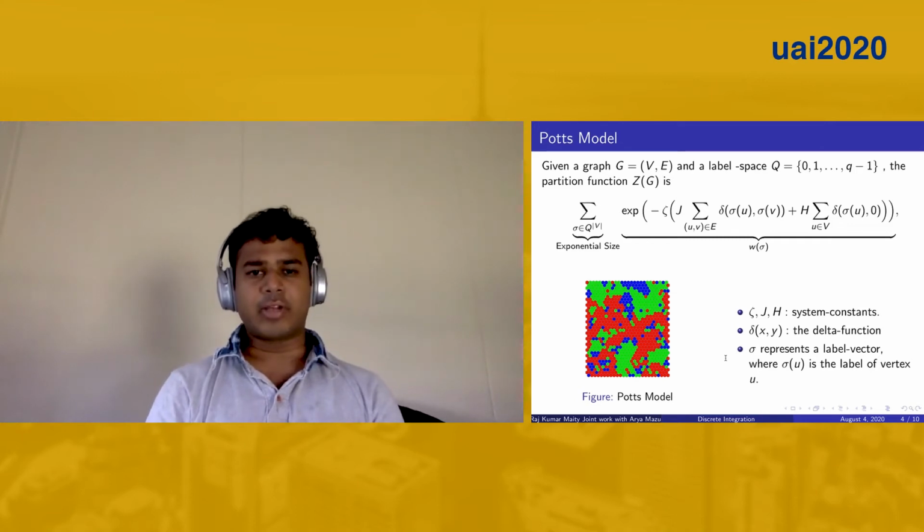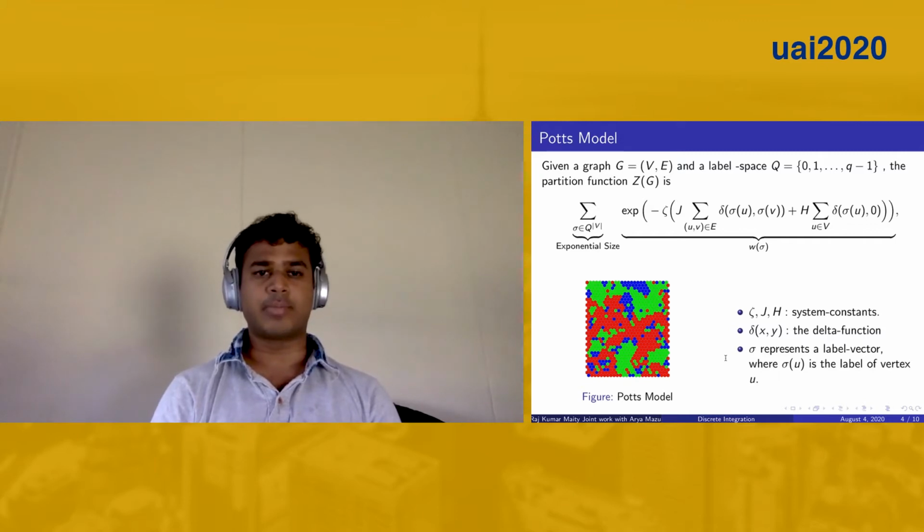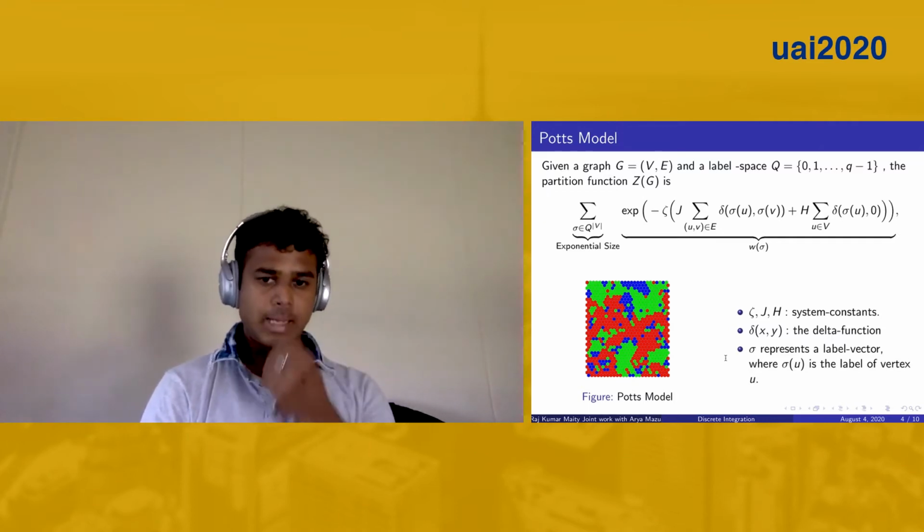The Potts model is a graphical model, and computing the partition function in the Potts model is an example of this discrete integration type of problem. In this Potts model, we have a graph G and a label space Q, and the partition function expression is given below. As you can see, the expression inside the sum can be denoted as w of sigma, where sigma is the configuration, and given the configuration, this can be computed very easily. The problem lies in the summation over the domain. The summation domain is exponentially large in the number of vertices, or the number of variables.